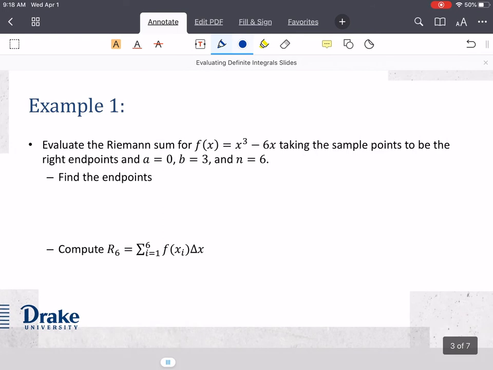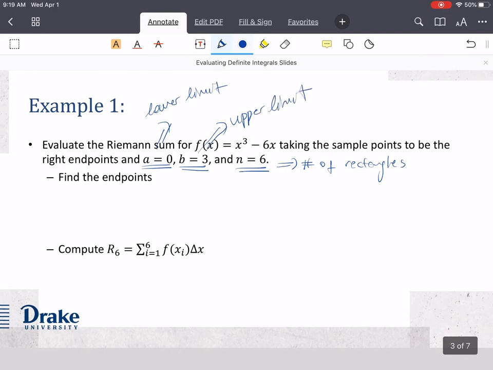So what we're going to do next is I'm going to illustrate how to evaluate the Riemann sum for f of x equals x cubed minus 6x, taking the sample points to be the right endpoints and assuming the lower limit is 0, upper limit is 3, and n is 6. You guys notice n represents the number of rectangles you're using to approximate the area. So a represents the lower limit, b represents the upper limit for the x points.